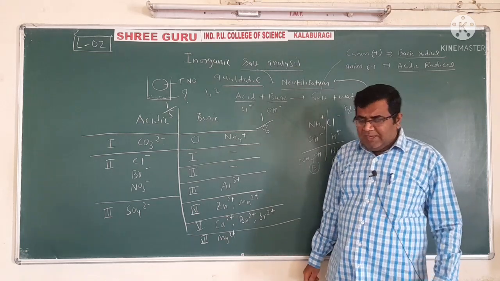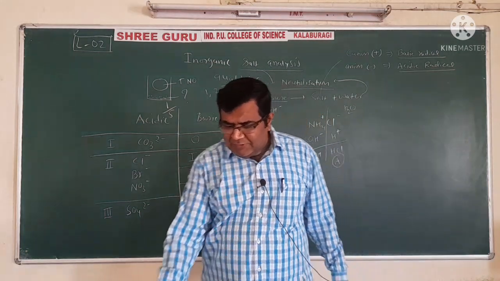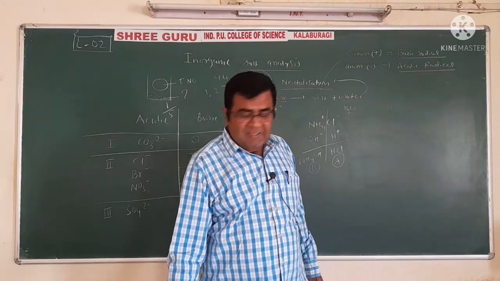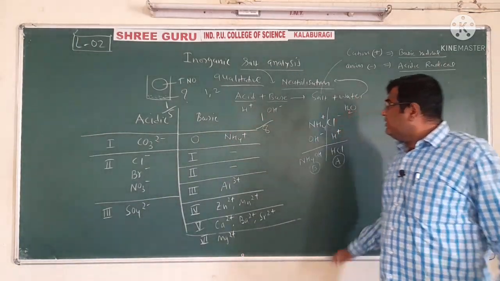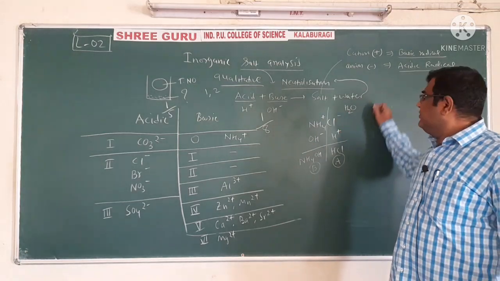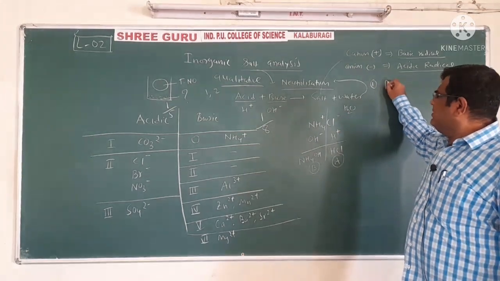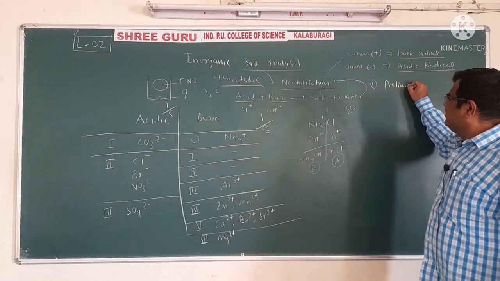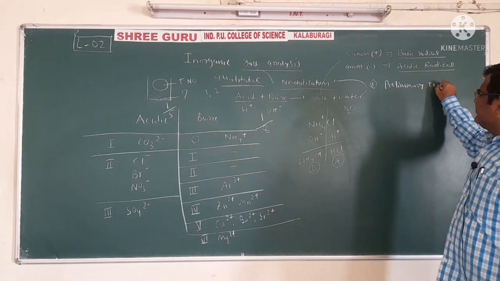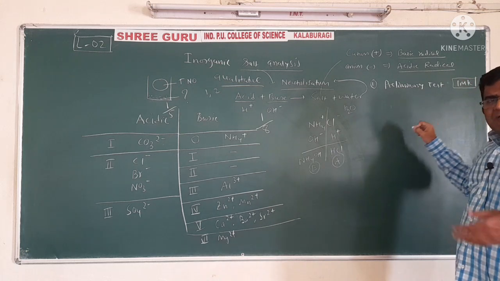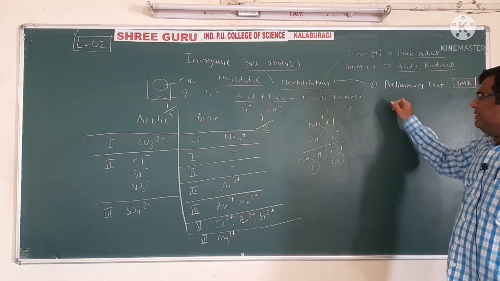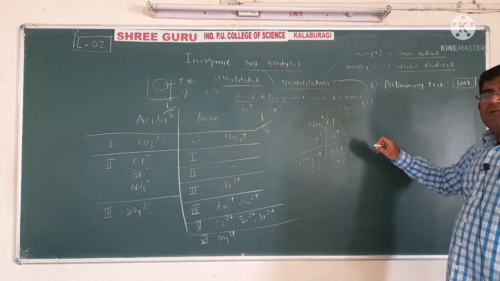Now, how to identify it? There are different stages of this identification. I will write here what the stages are. Every stage carries marks. So the first stage is the preliminary test, which carries 1 mark. I will explain in detail. You already know what is meant by preliminary test. We are just revising it.